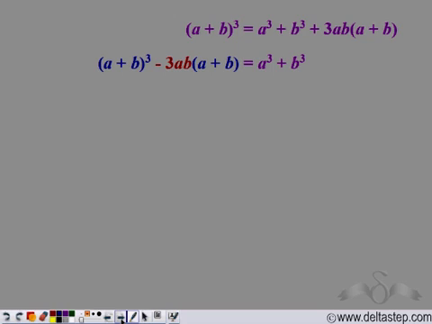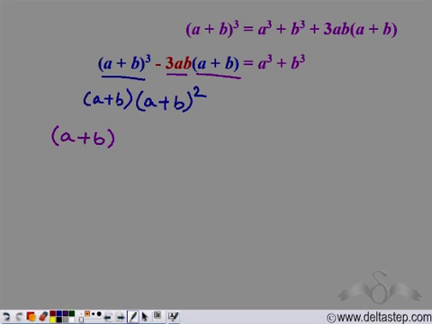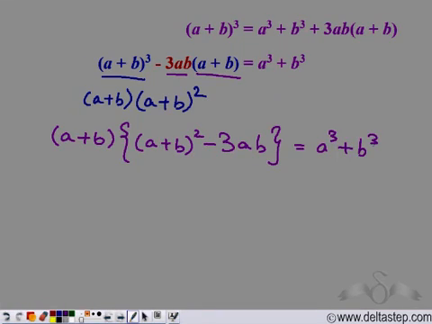Now observe that this is a plus b into a plus b whole square, and this is a plus b into 3ab. So a plus b is multiplied with a plus b whole square, and a plus b is multiplied with negative 3ab. So we can take a plus b common from the two terms and write it as a plus b into a plus b whole square minus 3ab. This is equal to the right hand side, which is a cube plus b cube.